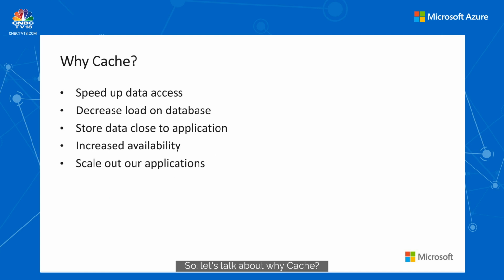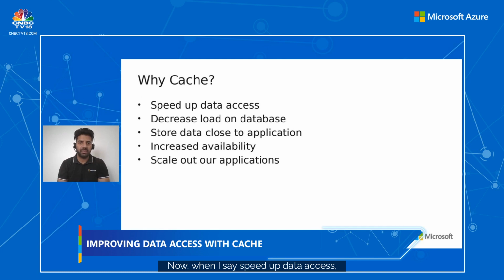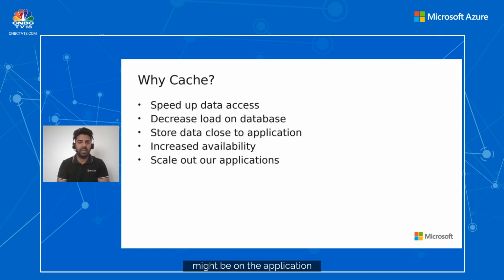So let's talk about why cache, right? The first thing that we use cache for is to speed up our data access. Now, when I say speed up data access, assume we have an application that is simply pulling some form data from its database. A lot of users might be on the application and pulling data from the database. And since it is form data, for a particular user, it is the same set of data being retrieved again and again and again.